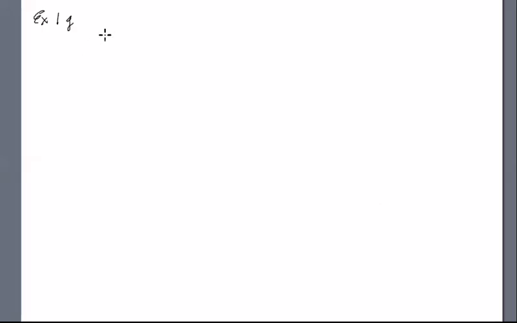Back to another example here. This time we have the sum from n equals 1 to infinity of 1 over n to the 4/3. And this is what's called a p-series, and they take this form. Depending on what p is, we'll have some different things happening.